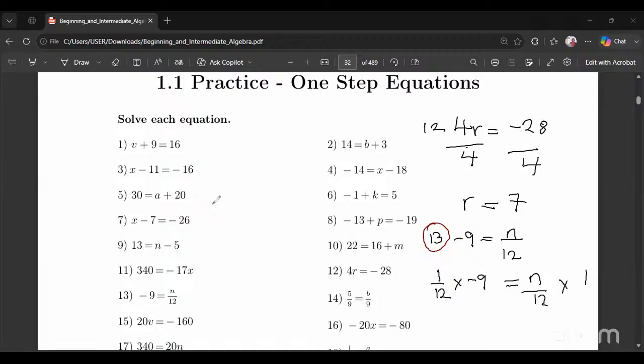Oh, sorry, I think I'm mixing things up. So that would be multiplying through by 12. Sorry about that. Remember that you want to take out 12.